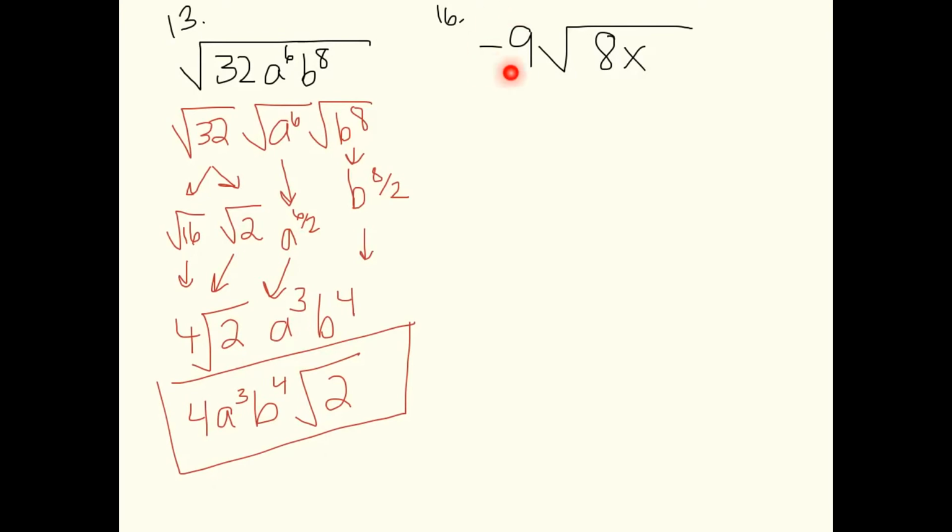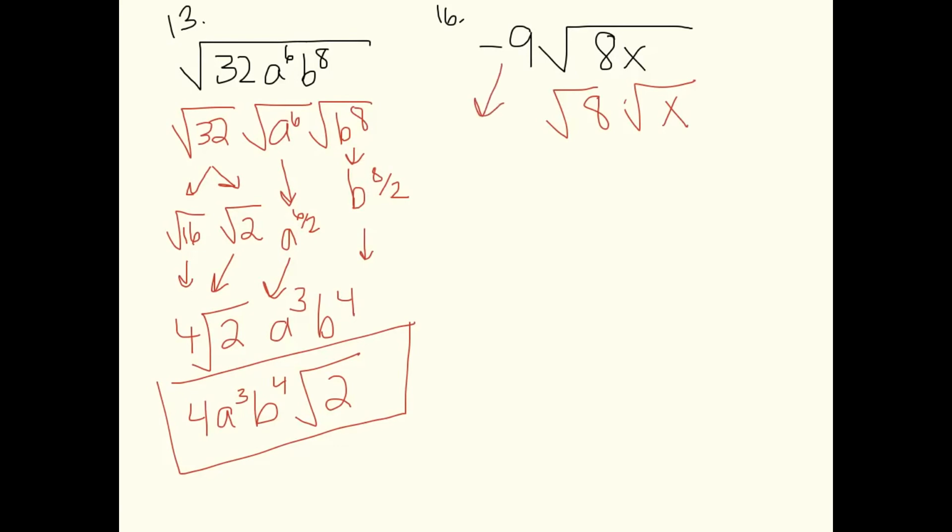Now over here, this -9 is on the outside, so you're just going to bring it down all the way to the end. You're not really going to mess with it. So just worry about the square root of 8x. The square root of 8 and the square root of x, all we did was break that up. And then here we're just still going to have the -9.